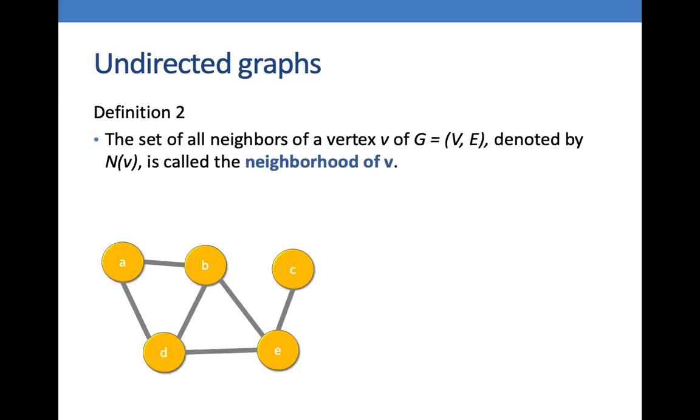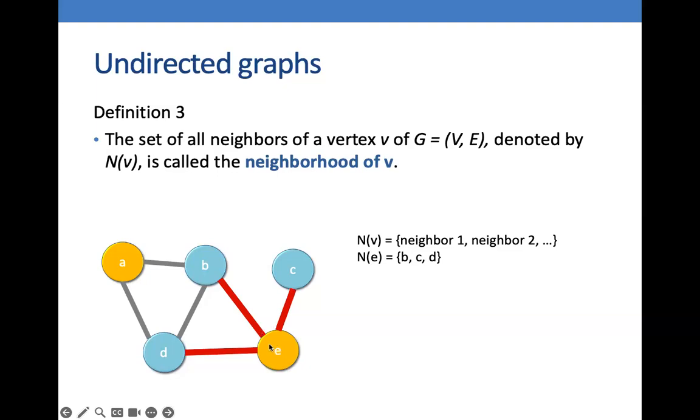Now, let's have another definition. The set of all neighbors of a vertex V of a graph consisting of vertices and edges is denoted by N(V). So the neighbors of a certain vertex may be denoted by N(V), and it is called the neighborhood of V. We can say here that N(V) will consist of the neighbors, or those vertices that are adjacent to this vertex V. So we list them down within a set.